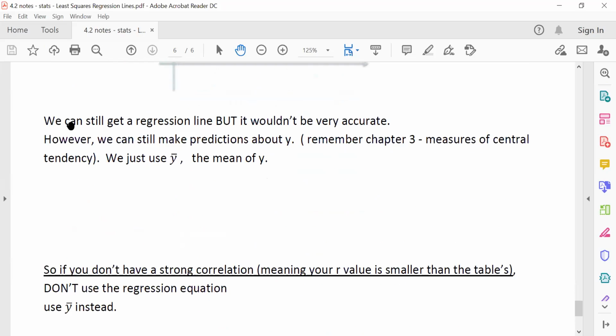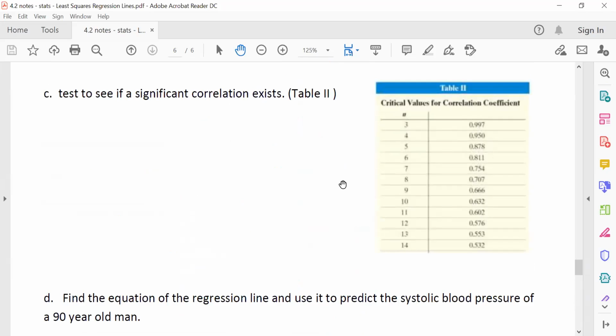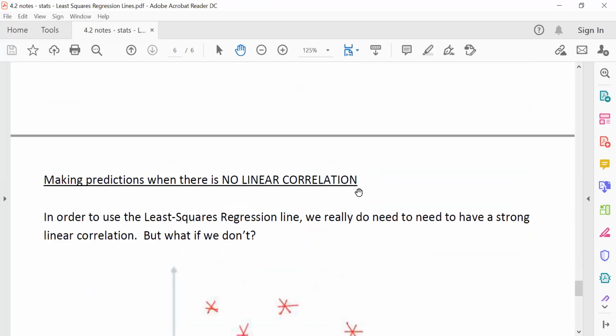If you get an R value that is less than, you remember when we talked about this business here, we didn't go into uber detail about it. But if you get an R value that's too small and the linear regression equation doesn't make sense for that data, just use the average Y value. Just use Y bar, the average of the Y values.